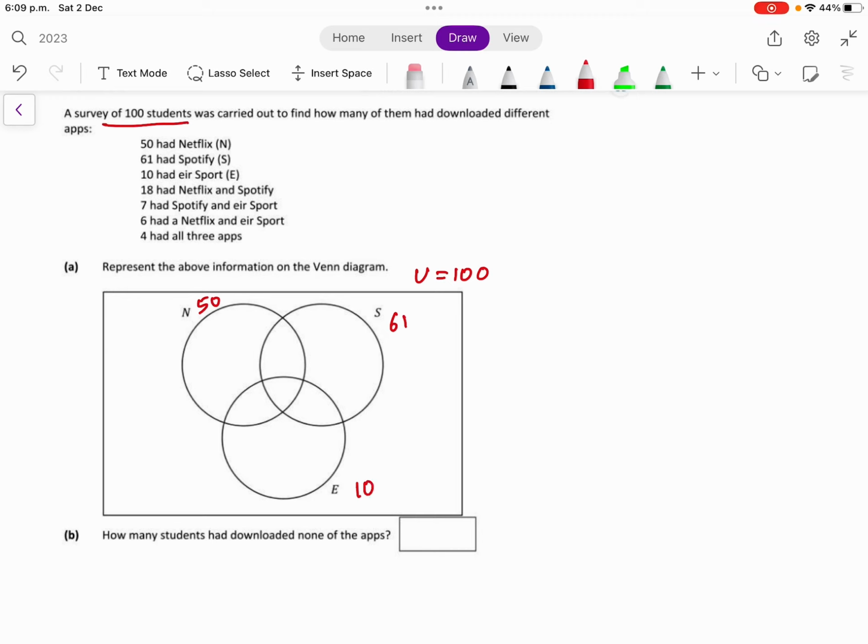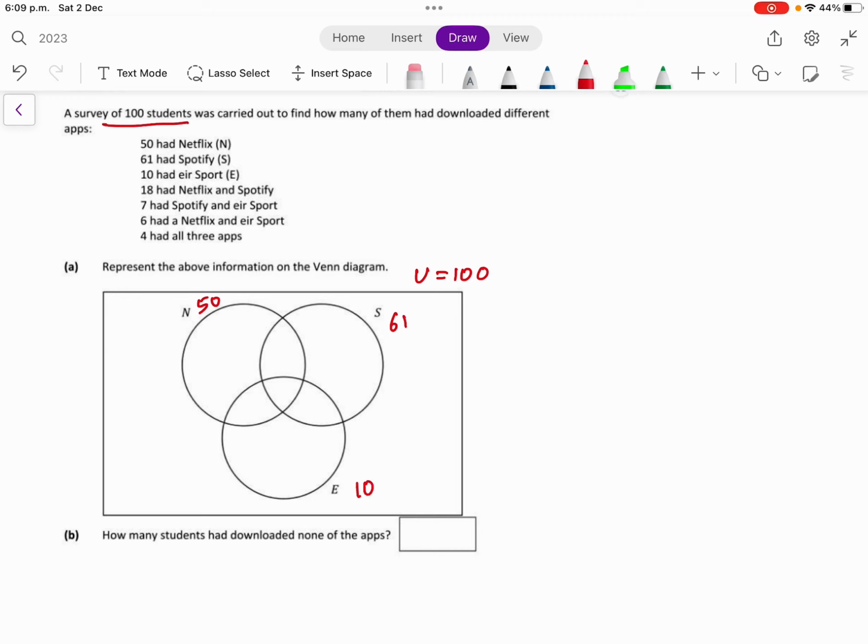Now with the other one, 7 has Spotify and Air. So 7 is for the whole of the shaded portion here. Since we have already 4 there, what you will have here is 3. So this is also done. And the 6 has Netflix and Earsport. So Netflix and Air, that is this shaded portion. And for that what I will have is 6 minus 4, which is equal to 2. So 2 will come here.